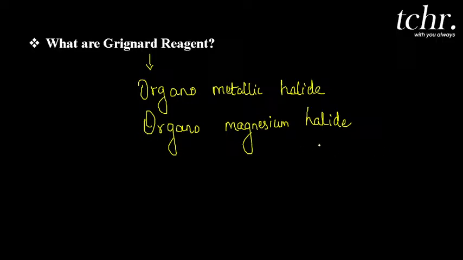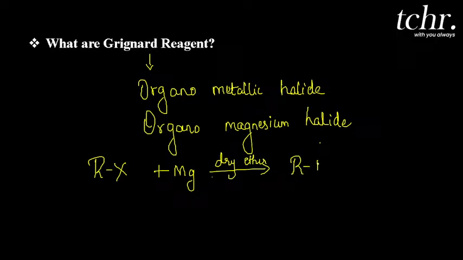You would write RX, correct? So how do you write the general equation as RX for haloalkane? Introduce magnesium. Magnesium is always introduced in the presence of dry ether as a catalyst, and when you put dry ether as the catalyst, magnesium is introduced between the RX, and this is called organomagnesium halide.